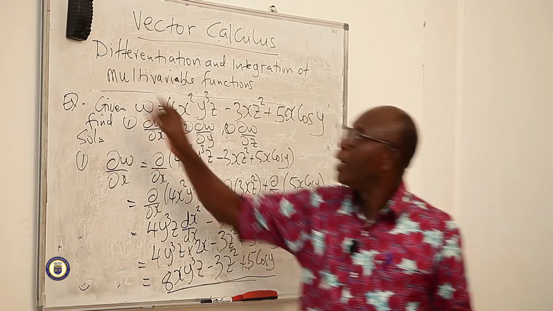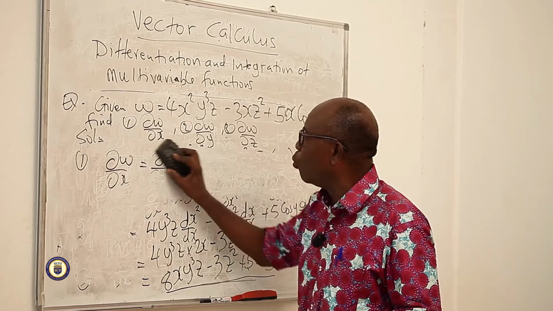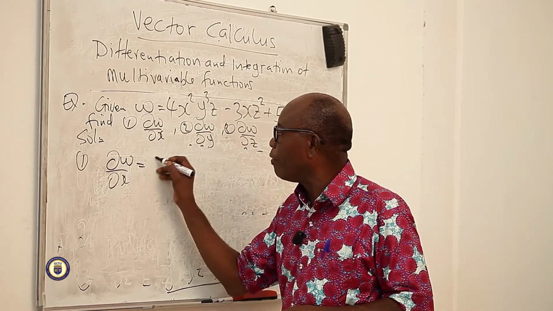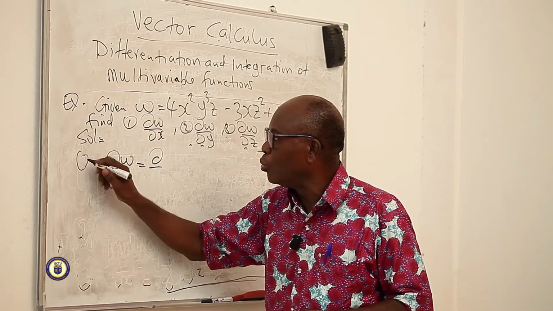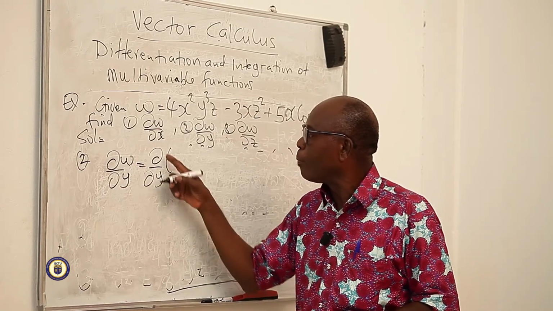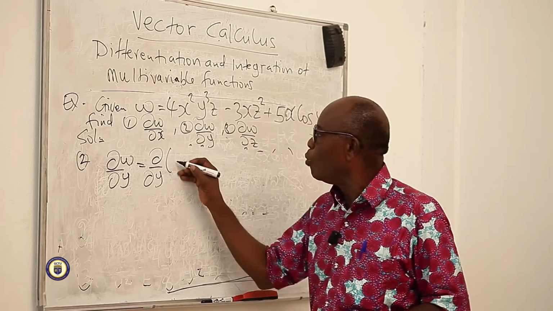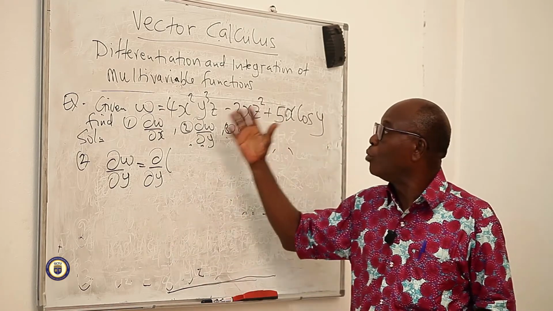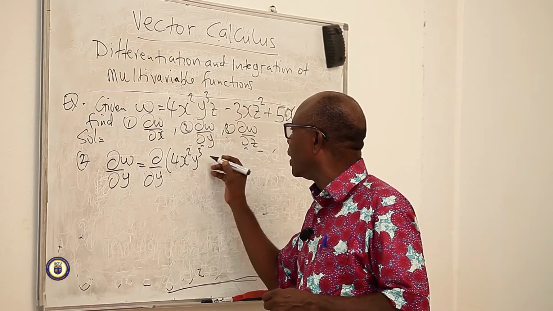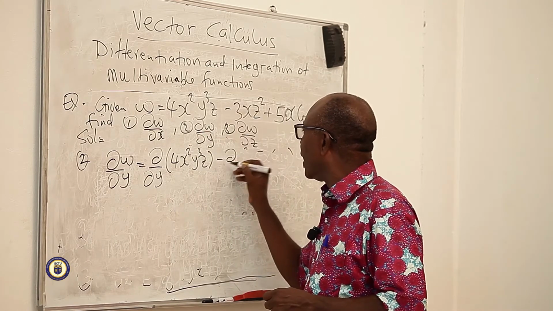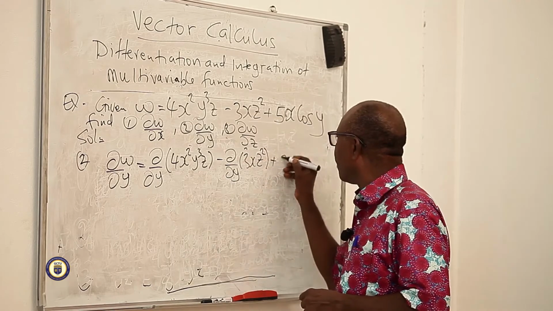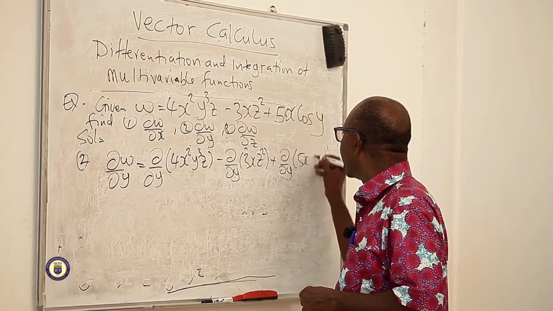Question 2 says that we are differentiating the function with respect to y. So we're going to have partial, this is number 2, partial w partial y, which means partial w and partial y. W is this whole term, so we put it there. But like we did in the first one, we have to differentiate them term by term. So we'll have 4x squared y cubed z minus partial y of 3x z squared plus partial y of 5x cos y.